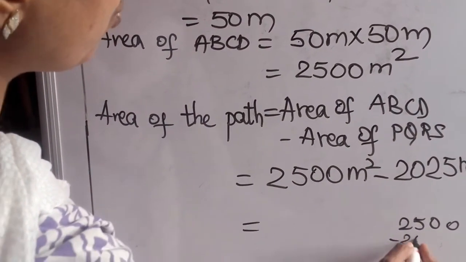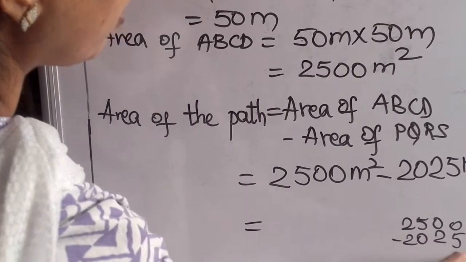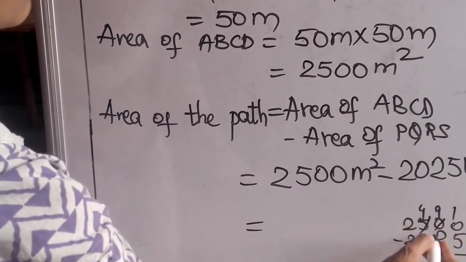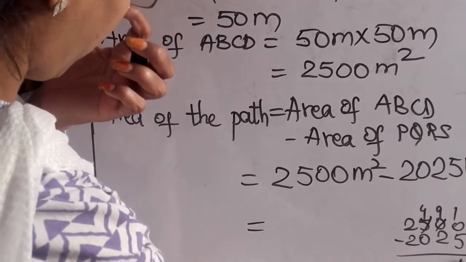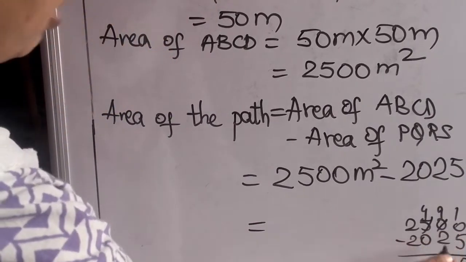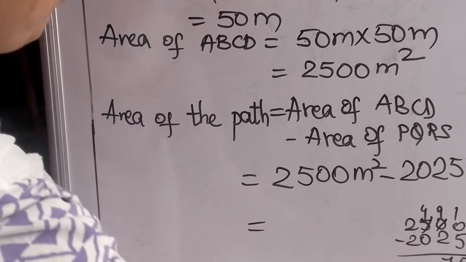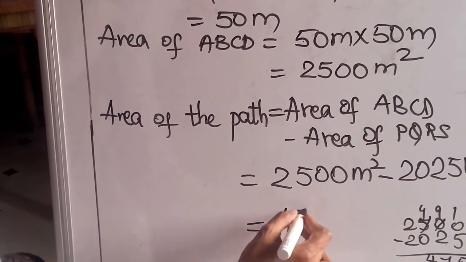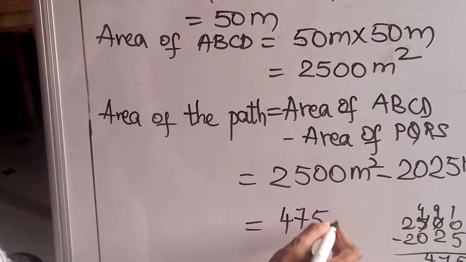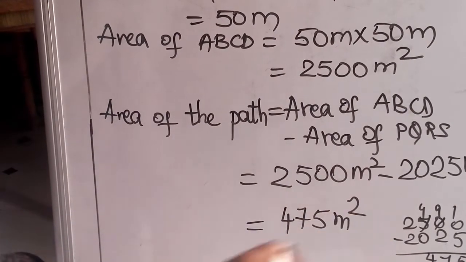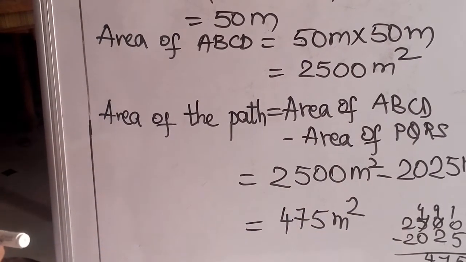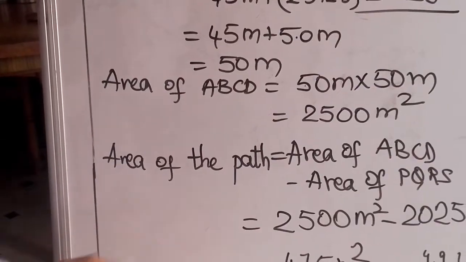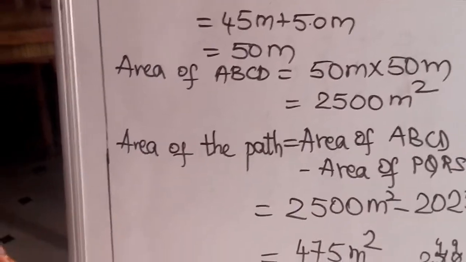2500 minus 2025. So 5 becomes 4, this becomes 9 and this is 10. 10 minus 5 is 5, 9 minus 2 is 7, 4 minus 0 is 4, 2 minus 2 is 0. So you got the answer as 475 square meters is the area of the path. Understood this? Copy in your classwork books, children.